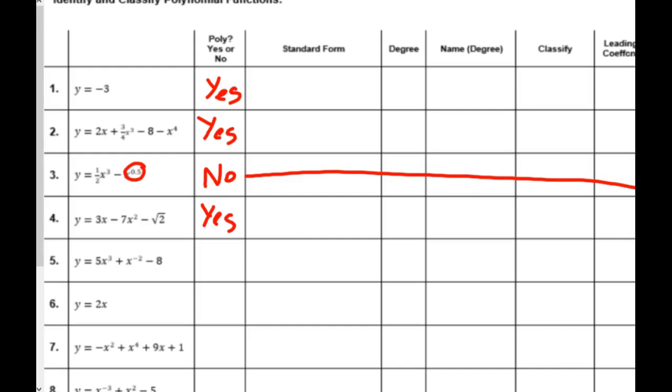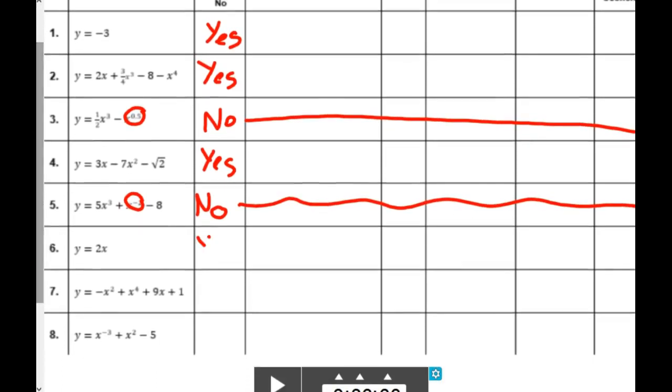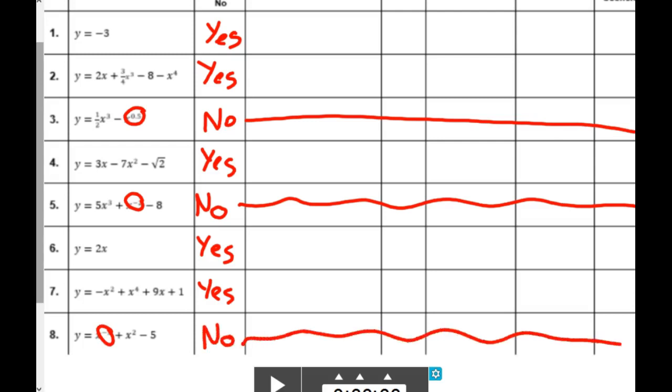Number 5, is that a polynomial? I have a 3 power, and then what's that? Can I have a negative power? No, you cannot have a negative power for a polynomial. Yes, no. Number 6, is that a polynomial? Yeah, x to the 1 power is fine. What about 7? 2 power, 4 power, 1 power, no power, that's yes. None of them are negative, none of them are decimal powers. What about number 8? Does everyone see number 8 has a negative 3 power? No, no, no. You cannot have a negative power for a polynomial. Okay? Only positive whole numbers.